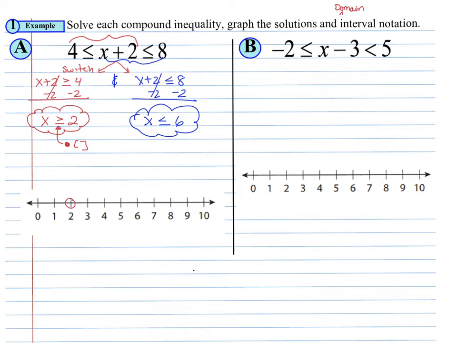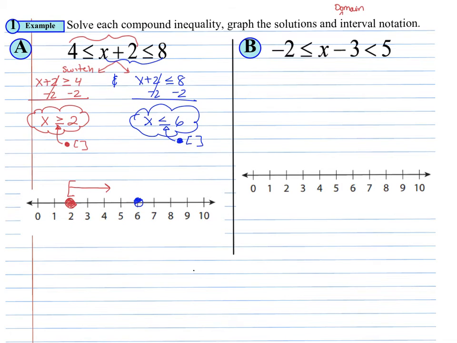So at 2, I'm going to put a circle and fill it in. And that statement up here is saying that x is greater than or equal to 2. So all the numbers that are greater than 2 are to the right. And then we're going to go to 6. Again, it says fill in the circle because of that equal sign. And we're going to have brackets.